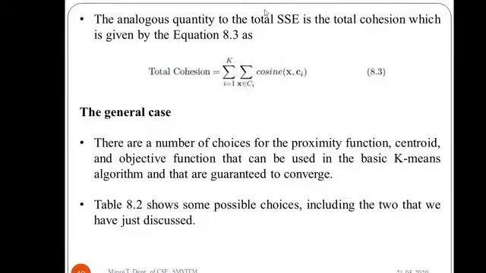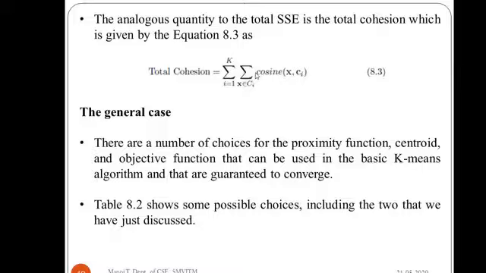This is similar to the total SSE, where we consider the k clusters and the objects in a particular ith cluster. Then you take the cosine of a particular object x with the centroid. So that is the formula for the total cohesion. So the general case is there are a number of choices for the proximity function, centroid and objective function that can be used in the basic K-means algorithm, which are guaranteed to converge.